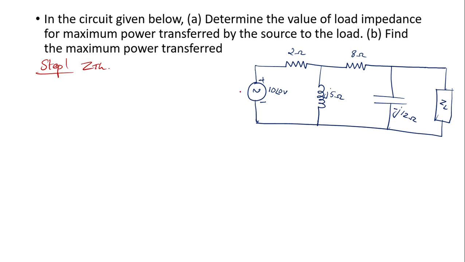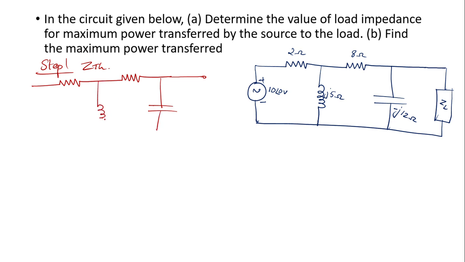So in order to find out ZTH, you have to remove the load, and if there are any sources present, you need to deactivate the sources. So what I'm going to do over here is deactivate the voltage source and replace it with a short circuit, and you have to remove the load impedance as well. So I'll just redraw the circuit over here and draw that quickly.